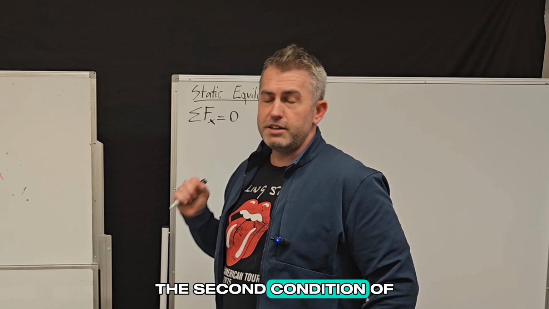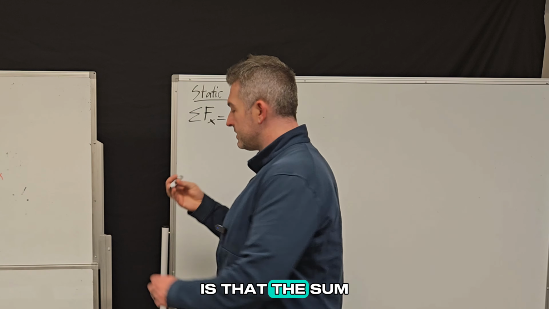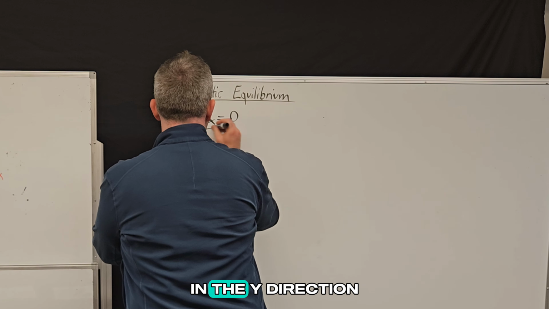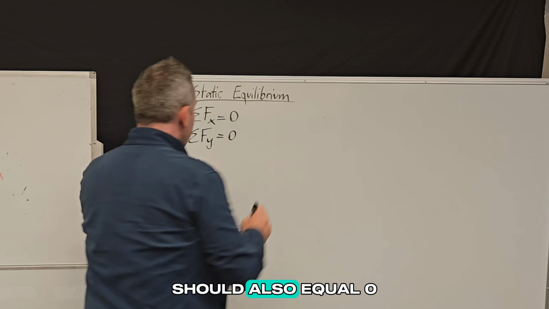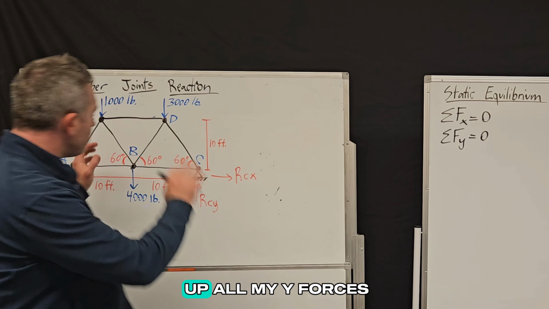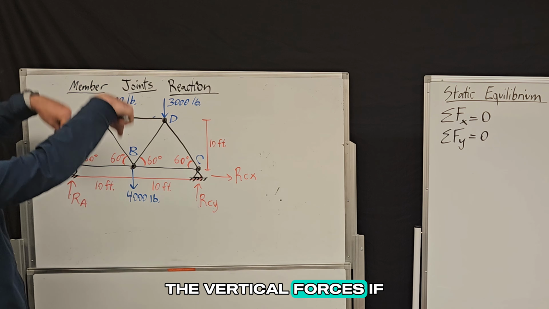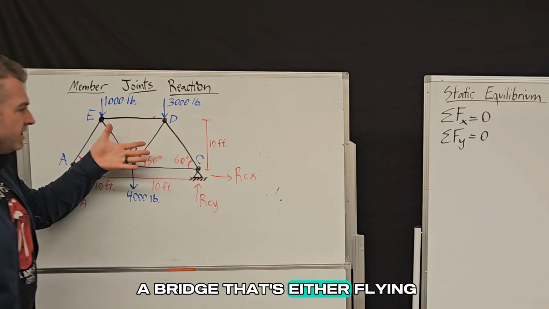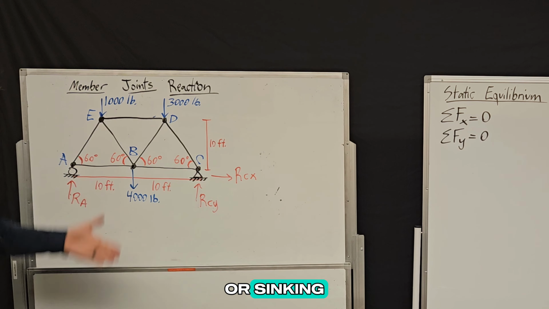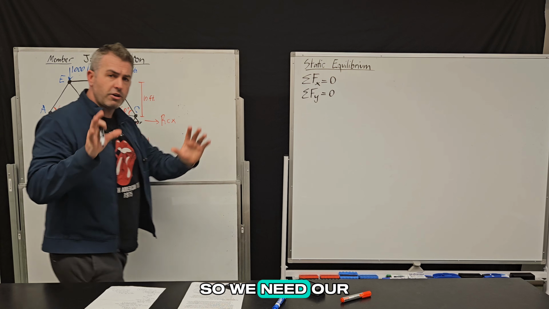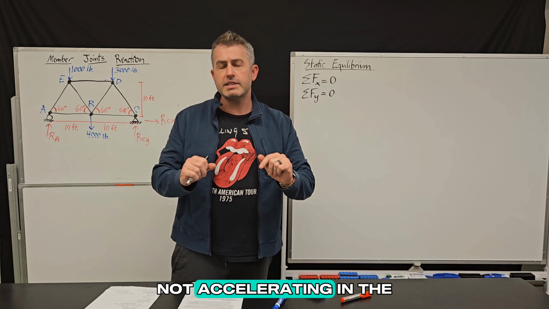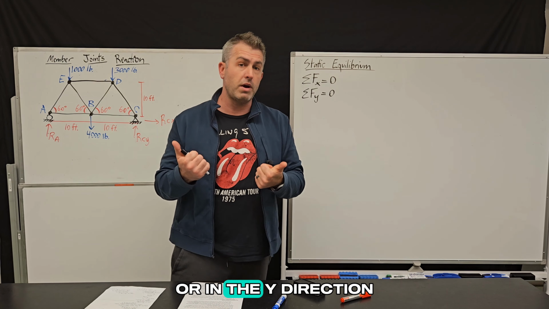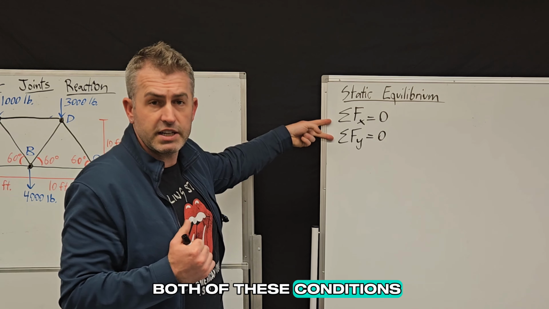The second condition of static equilibrium is that the sum of all forces in the y direction should also equal zero. So if I added up all my y forces, the vertical forces, if they don't add up to zero, that means we have a bridge that's either flying or sinking, right? And we can't have that. So we need our bridge to be steady, not accelerating in the x direction or in the y direction. So it must satisfy both of these conditions.